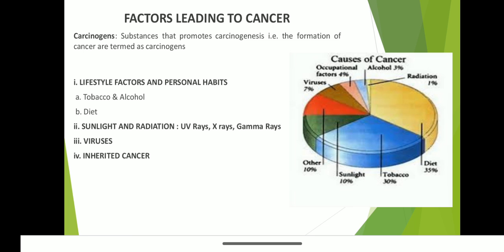Now, as the rate of cancer increases, it is very important to know the factors causing cancer. There are several reasons, each contributing in its own way to the spread of the disease. But first of all, we need to know what a carcinogen is. Carcinogens are those substances that promote carcinogenesis, that is, the formation of cancer. Such substances are termed carcinogens.